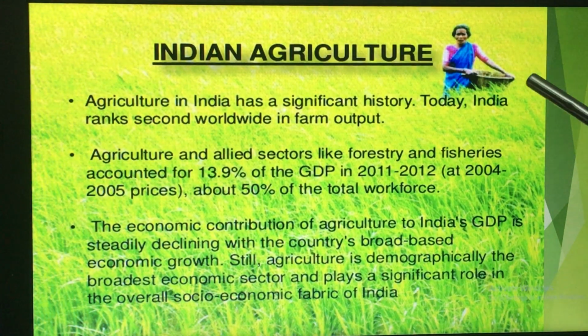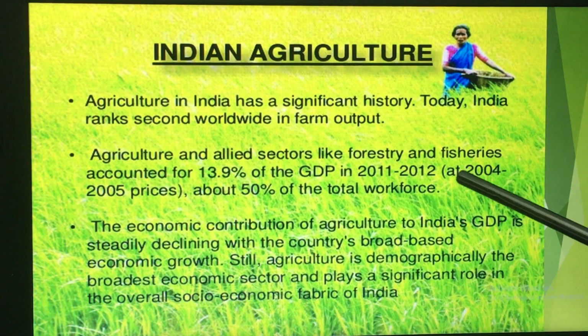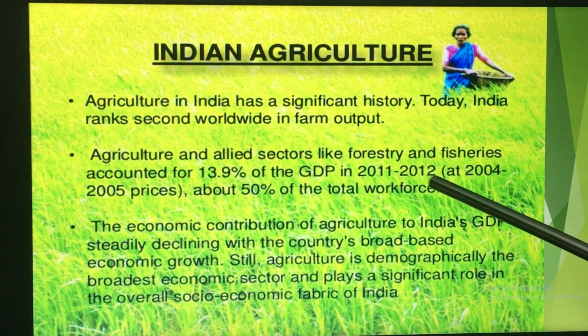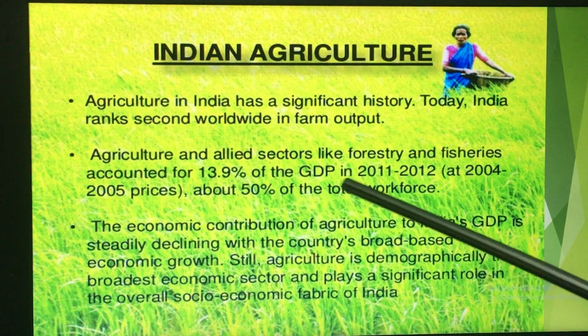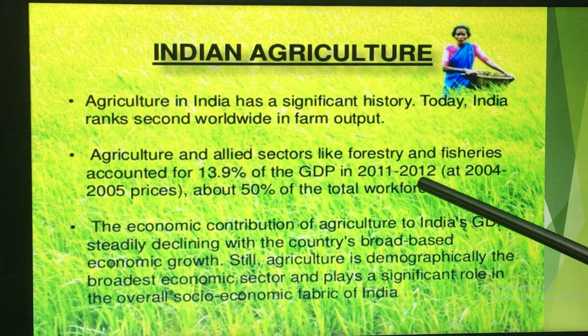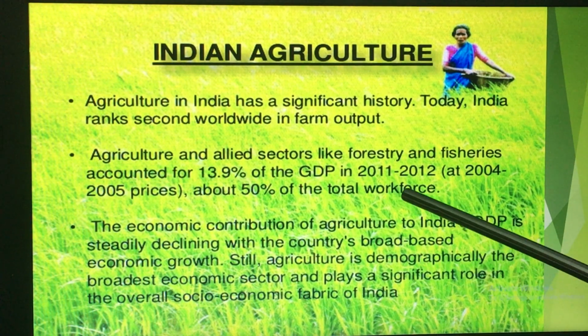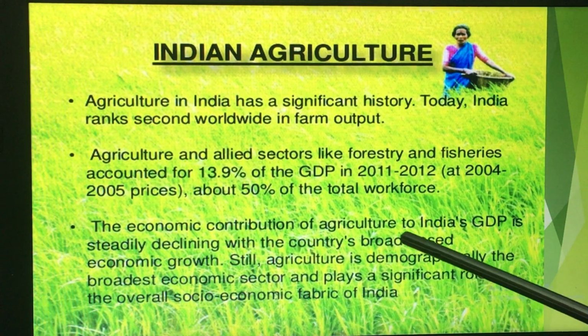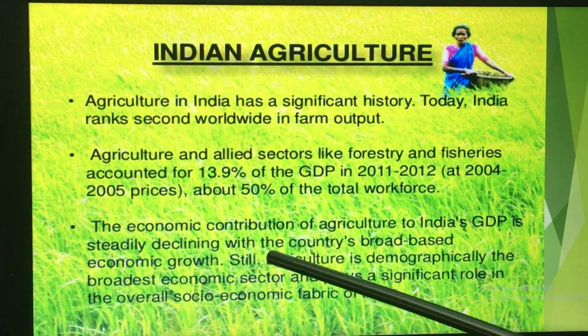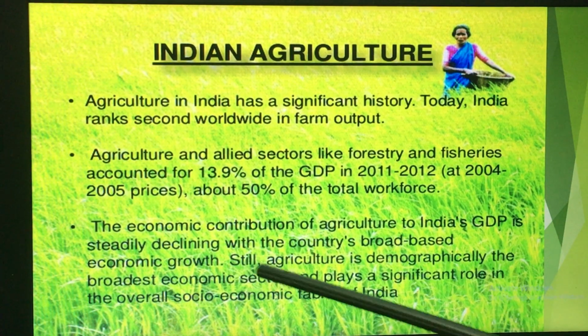In Indian agriculture, agriculture has a significant history. Today, India ranks second worldwide in farm output. Agriculture and allied sectors like forestry and fisheries accounted for 13.9% of the GDP in 2011-12, and about 50% of the total workforce. The economic contribution of agriculture to India's GDP is steadily declining with the country's broad-based economic growth.